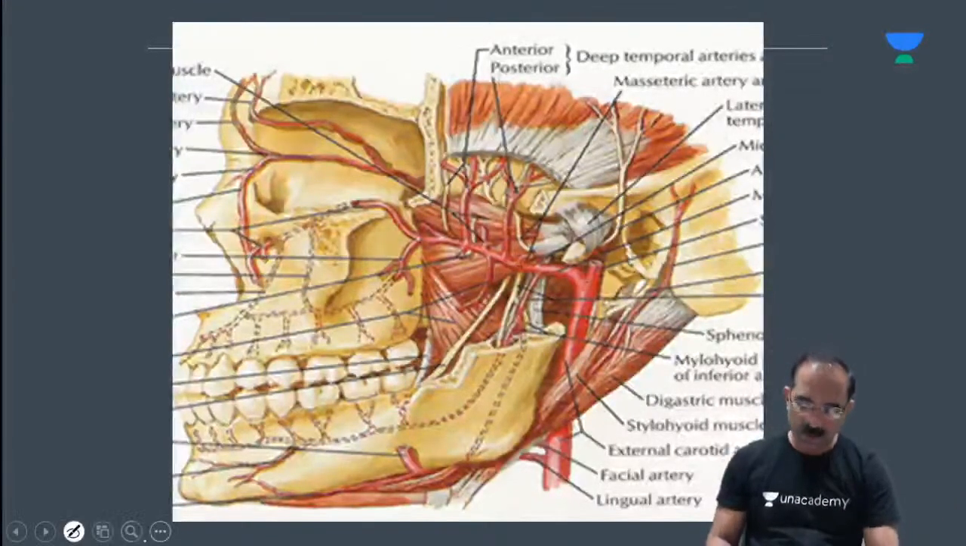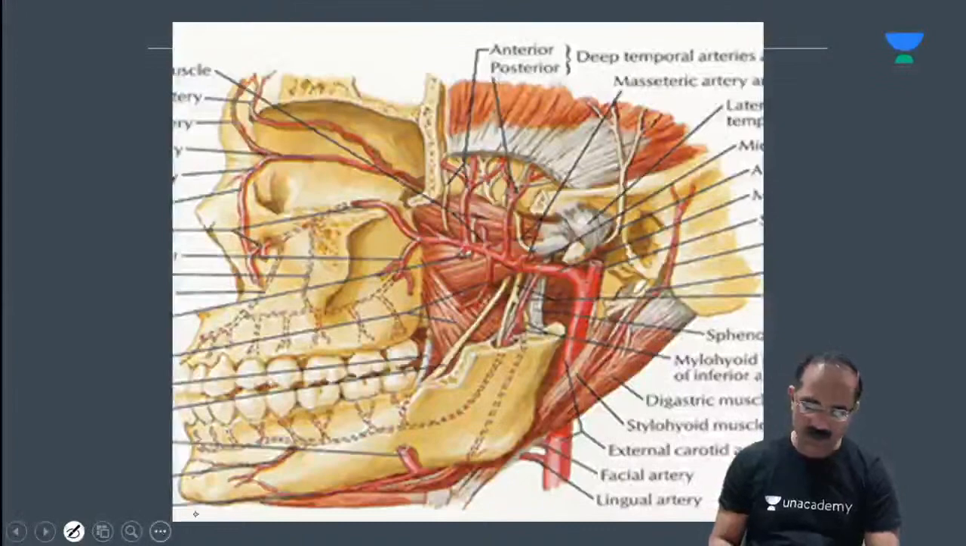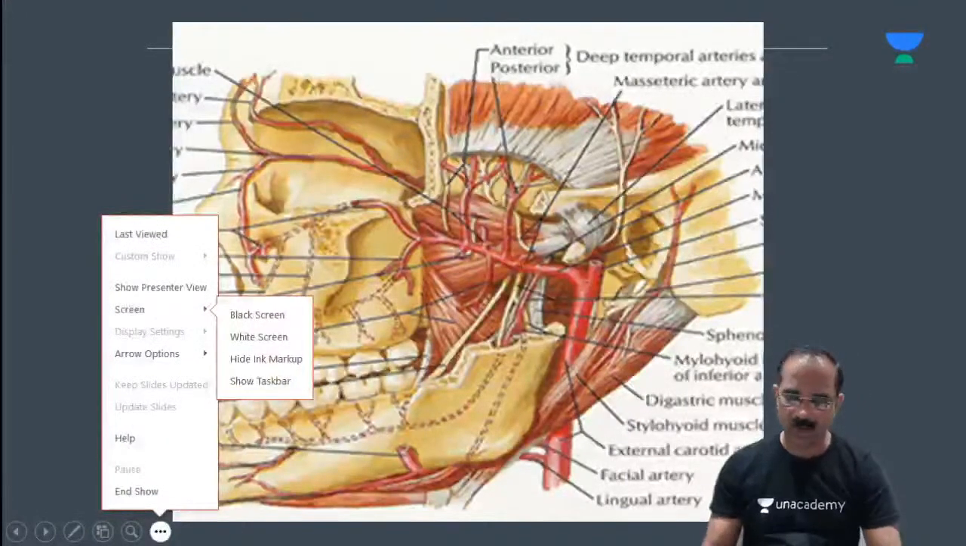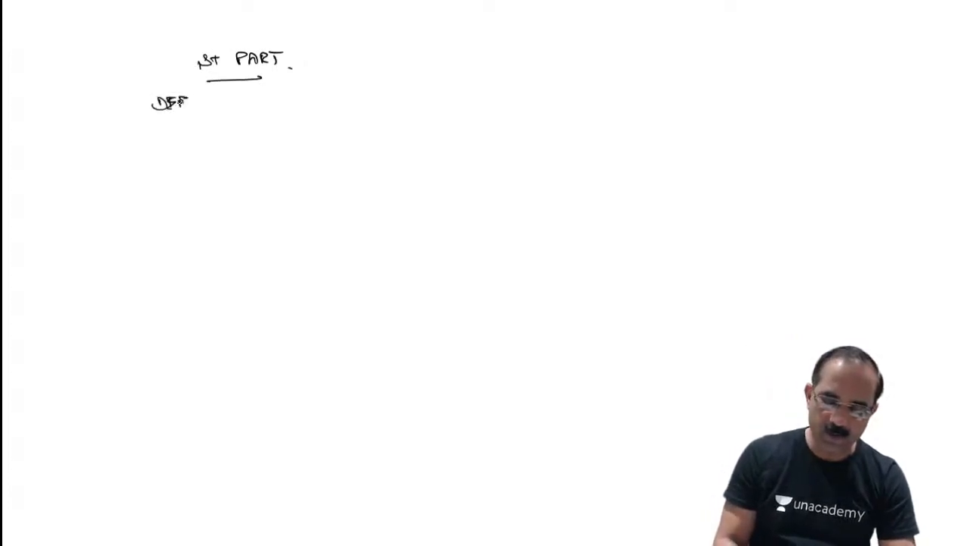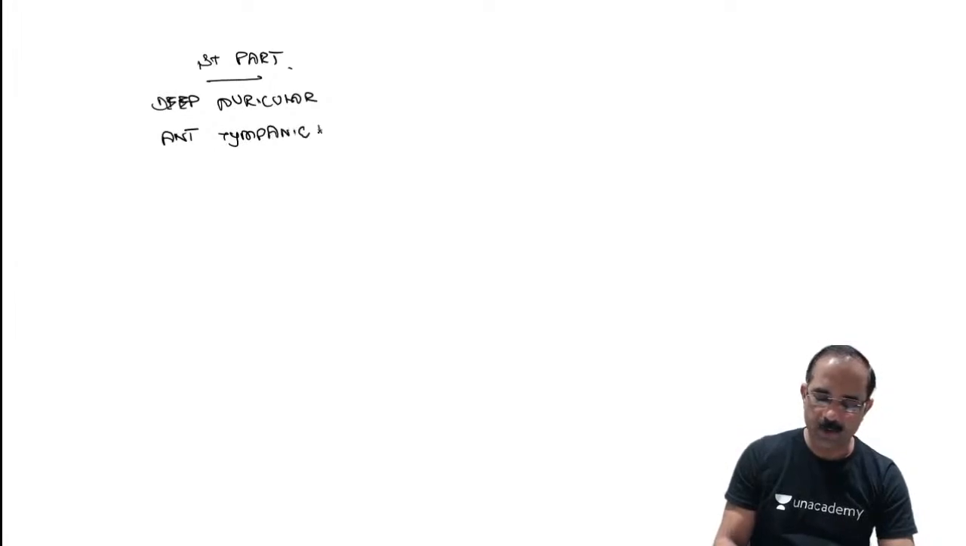So what are the branches of maxillary artery? Let us just quickly go through this. Some branches of maxillary artery. Just you have to know, students. So if you know, you tell me. First part. आपको पता है तो आप बोलो. The first part gives 5 branches. One is the deep auricular. Anterior tympanic.